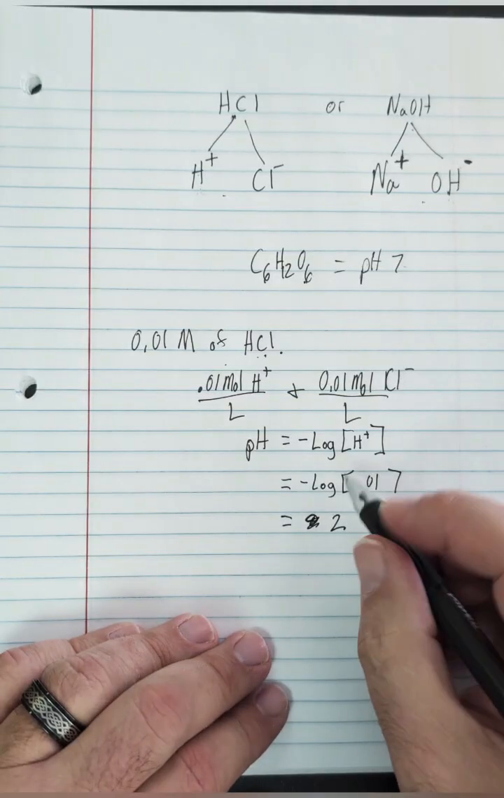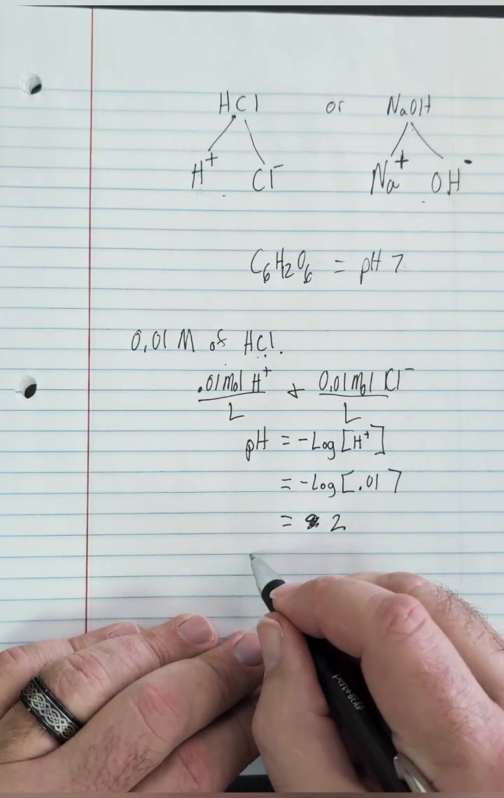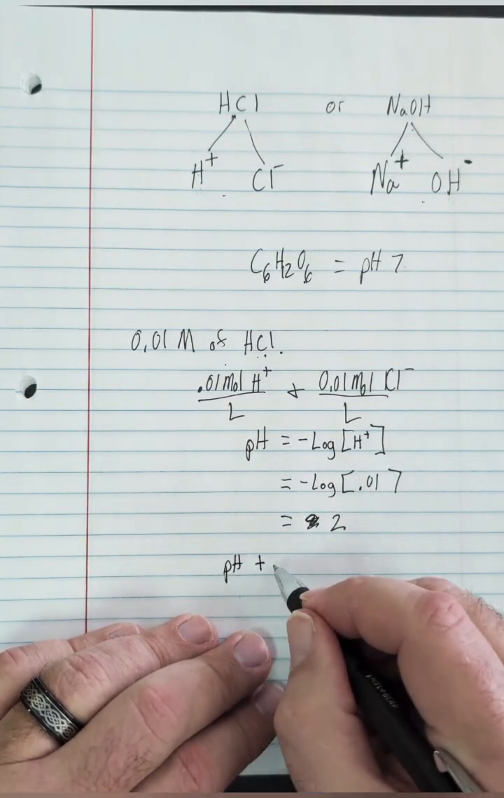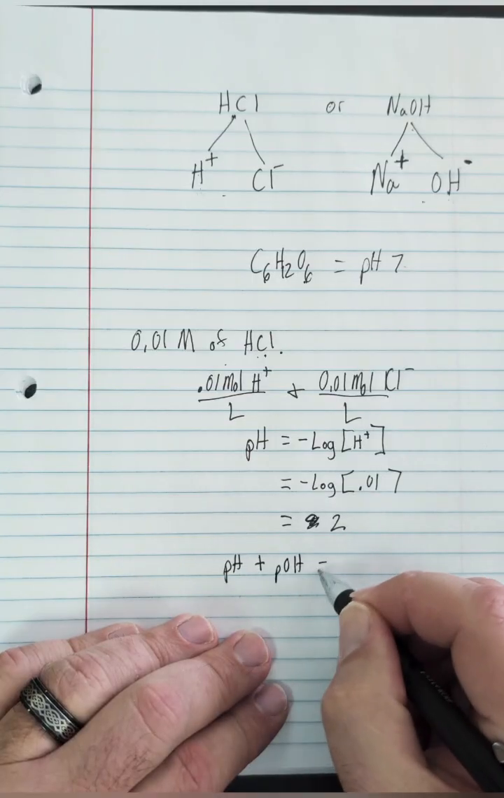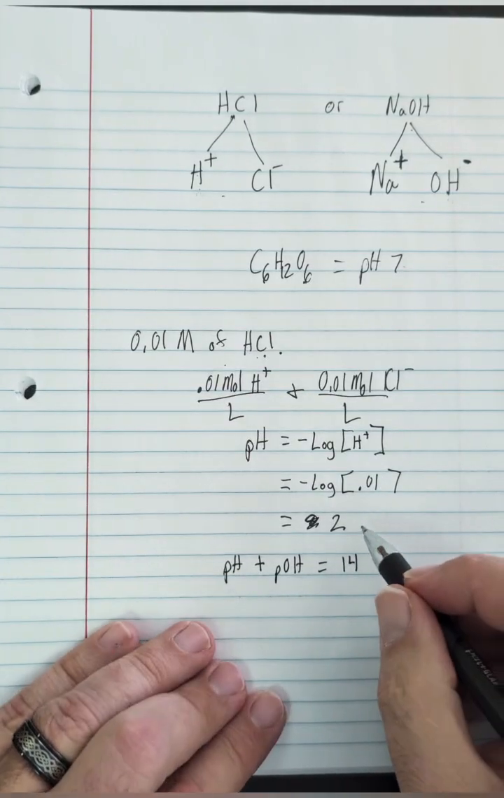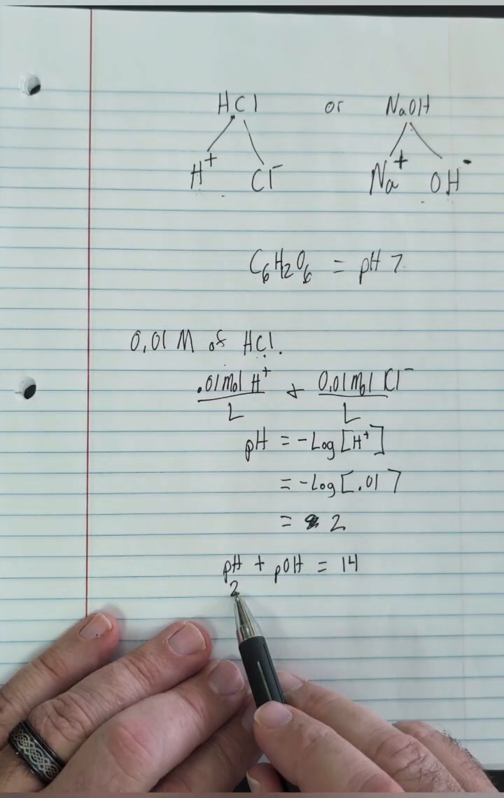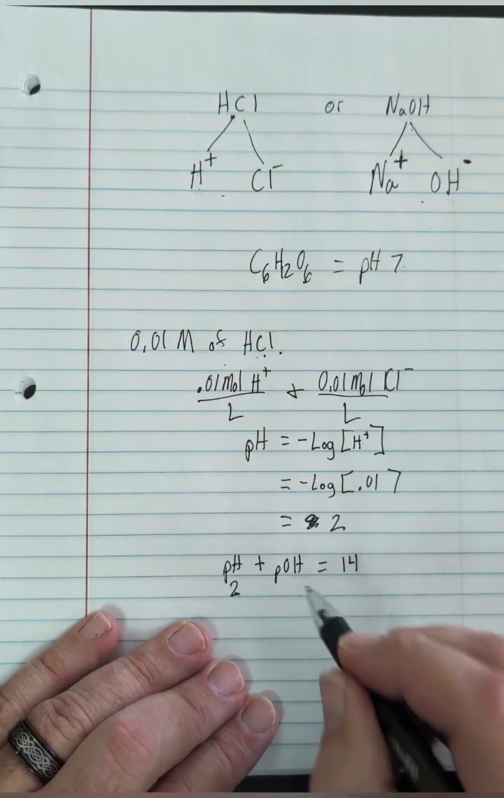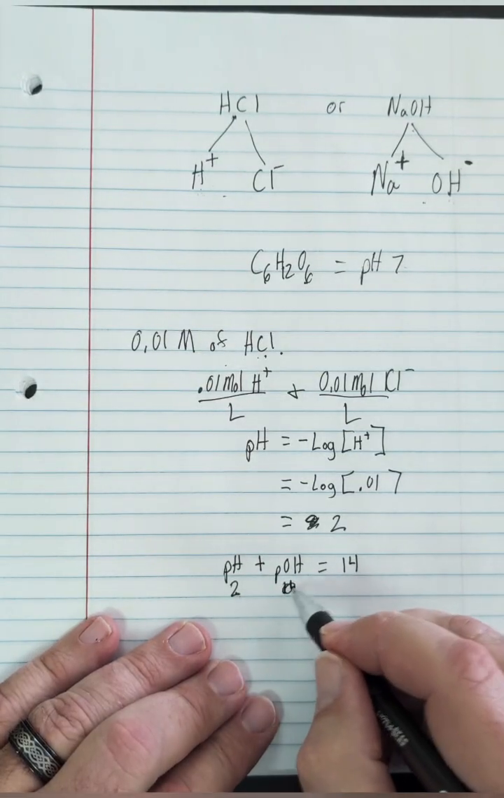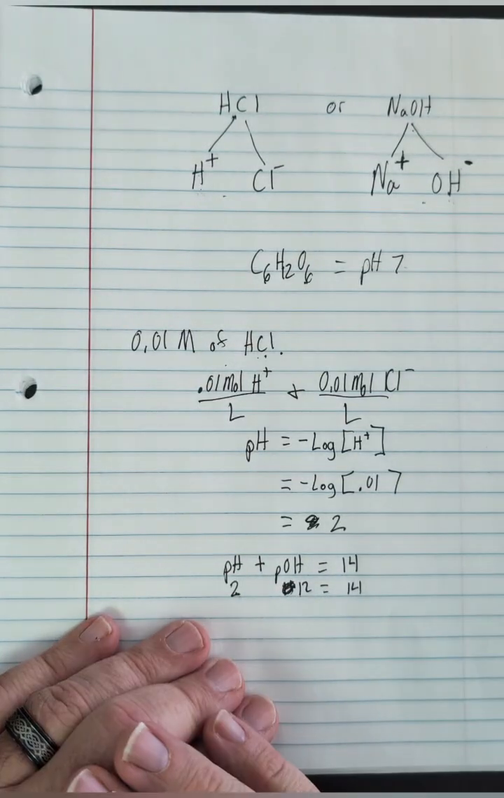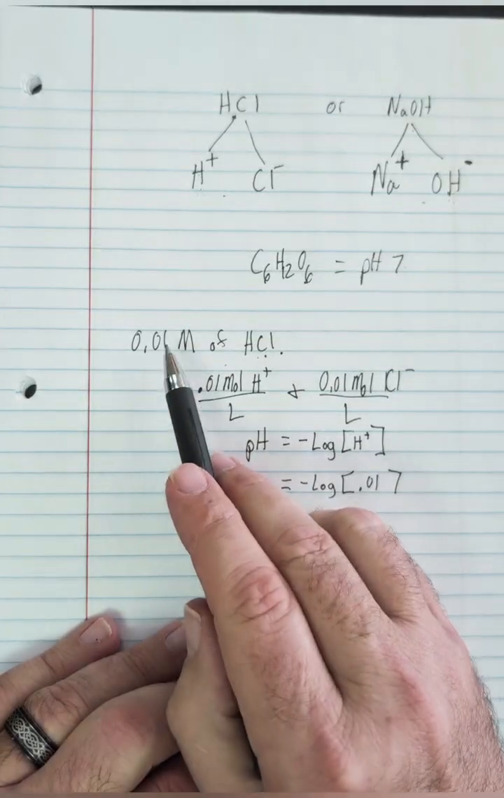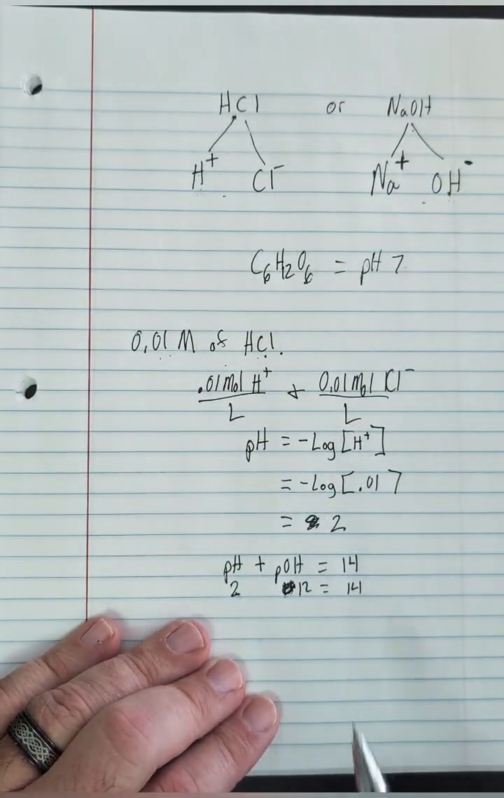get 2. And so then we know that pH plus pOH equals 14. So we substitute in, if this is 2, this must be 12 to equal 14. So that's how you can go from the molarity to the pH.